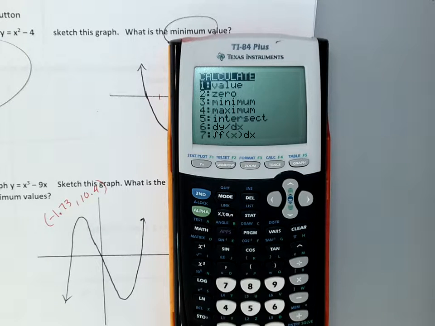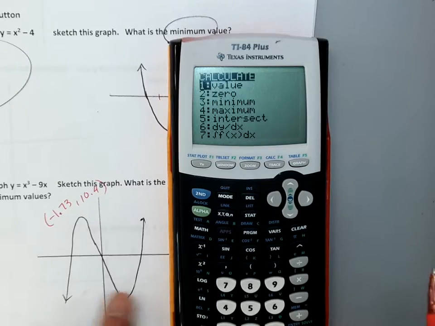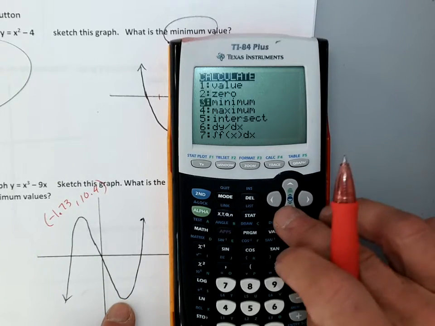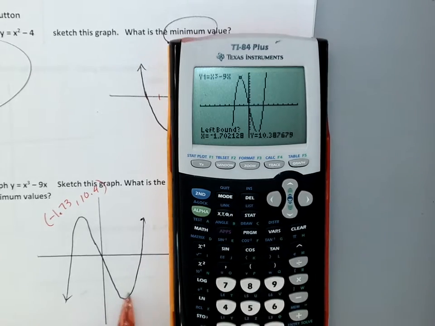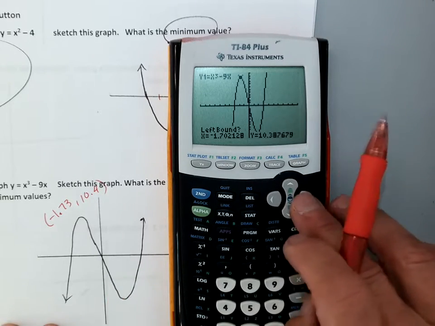So I'm at second, calculate. I'll let you catch up, okay? We'll do this several times, all right? And so this time I want the minimum, right? I want that value, so I'm going to go to minimum. Enter. Now, it says left bound. So if this is my minimum here, I want to go somewhere to the left of it. So I'm just going to go, see my cursor?